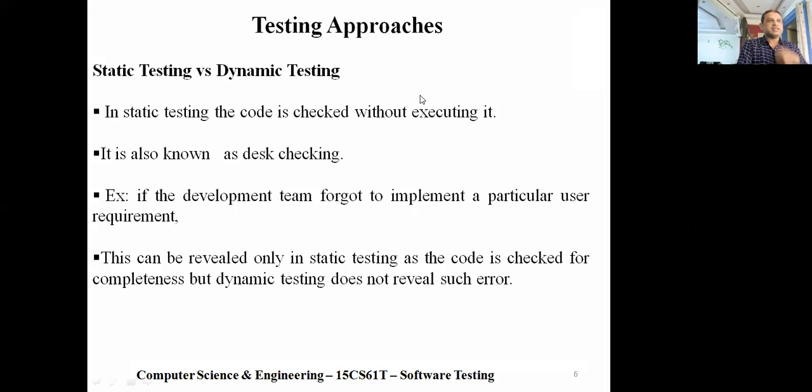So that is what we call static testing versus dynamic testing. This can be revealed only in static testing as the code is checked for completeness, but dynamic testing does not reveal such errors. Whether your program or your project is complete or not is tested in the case of static testing. If you have left out any module or any requirement, that can be easily found in static testing, but that is not possible in dynamic testing.